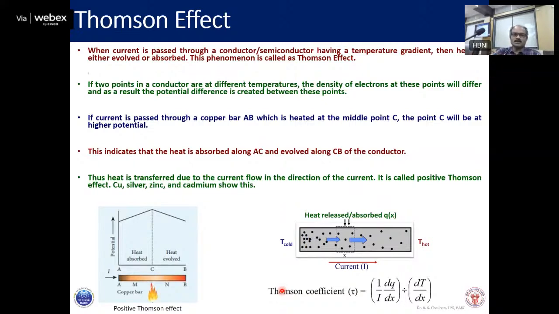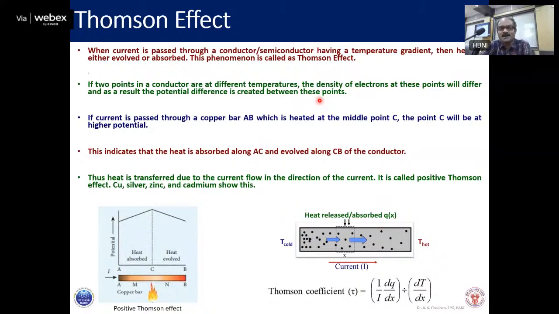So this is the Thomson effect. If two points in a conductor are at different temperatures, why does it happen? The density of electrons at these points will differ, and due to this there will be a potential difference between these points. Like in our initial first explanation, where if the temperature was increased, the electrons were moving from one side to another side.